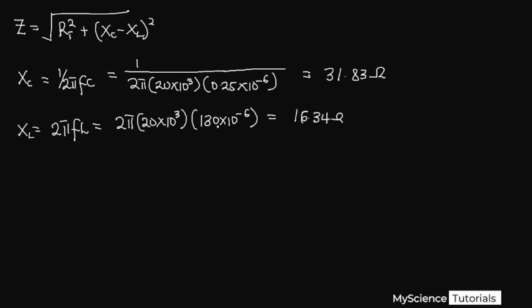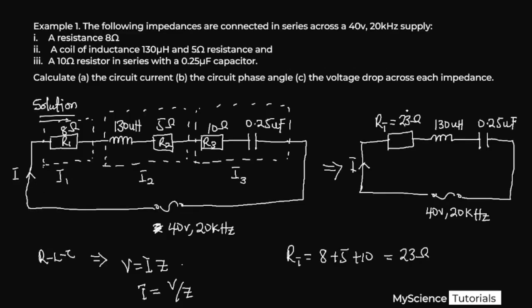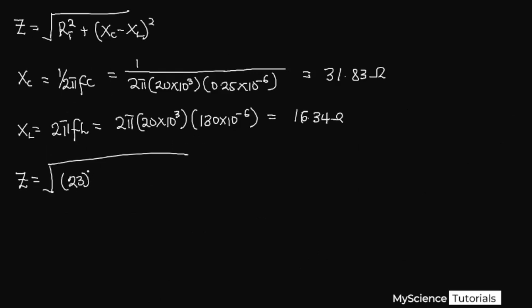So now that we have our capacitive reactance and our inductive reactance, we can now proceed to find our impedance. So our impedance Z will be equal to, we already stated the formula above here, the root of our resistance. As we saw earlier on, the total resistance over here is 23 ohms, so we are going to use that. So we have 23 squared plus, in brackets, XC minus XL squared, so we have 31.83 minus 16.34 squared. Now if we compute these into the calculator, we are going to get a total of 27.73 ohms as the impedance for this entire calculation.